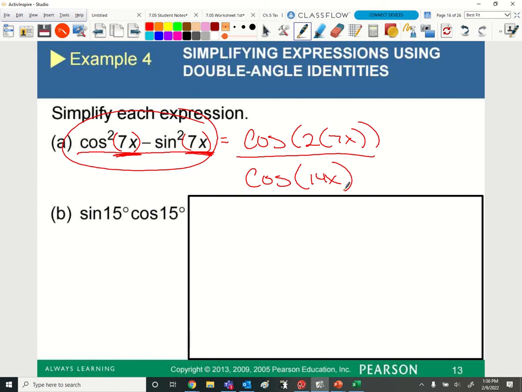That's it. Are you sure? Wait, hold on. Let me double check. Oh, that must be it. It's circled. Yeah, it's got to be it there. You never know with you though.